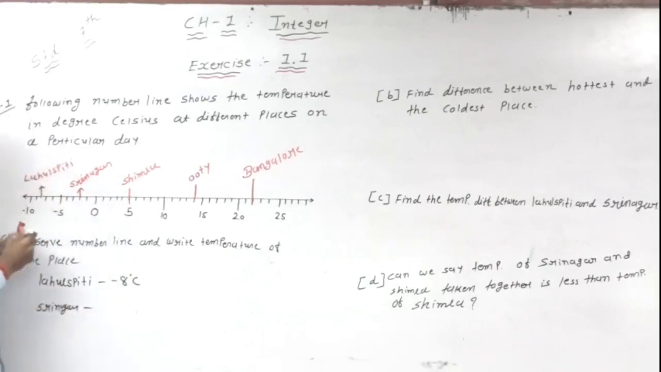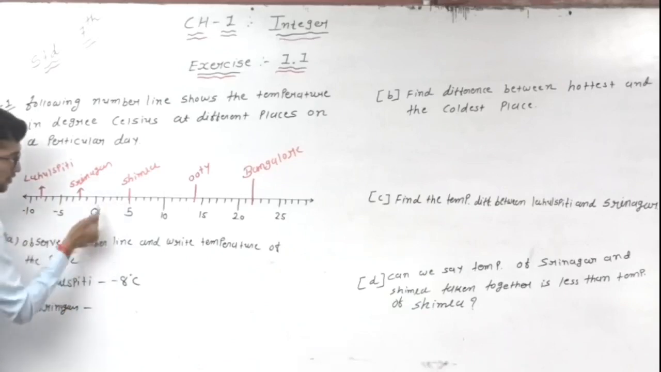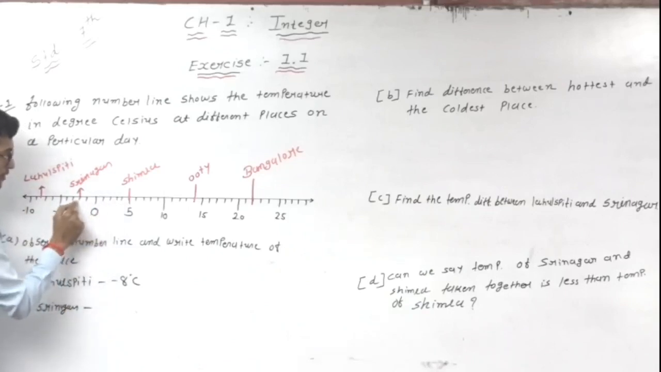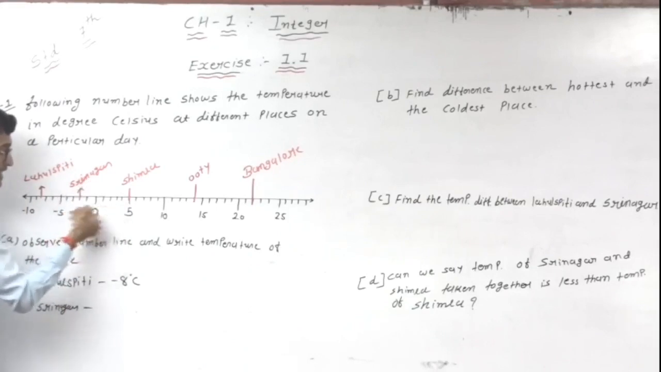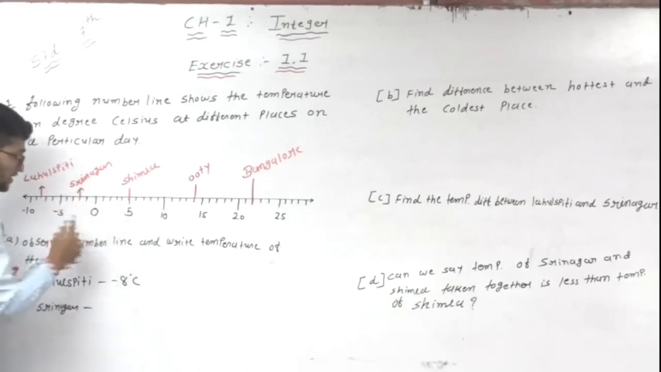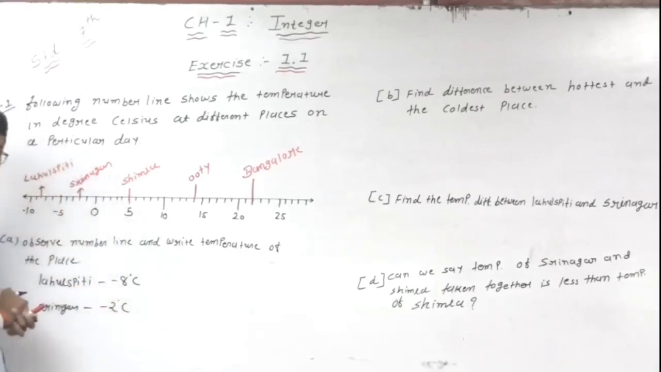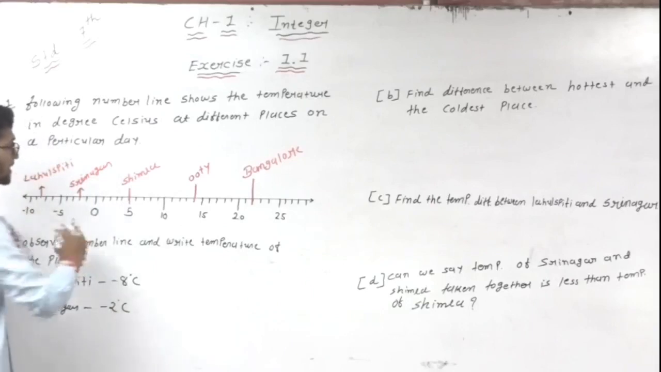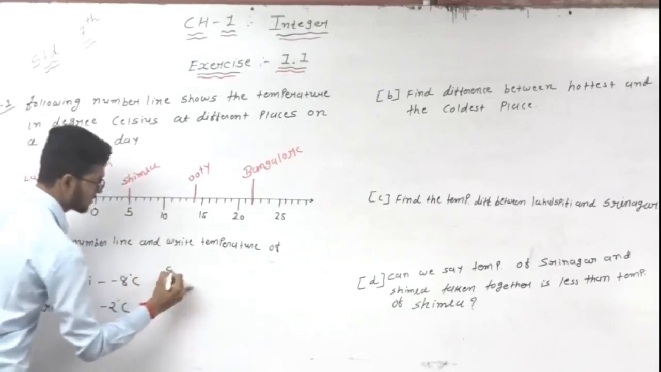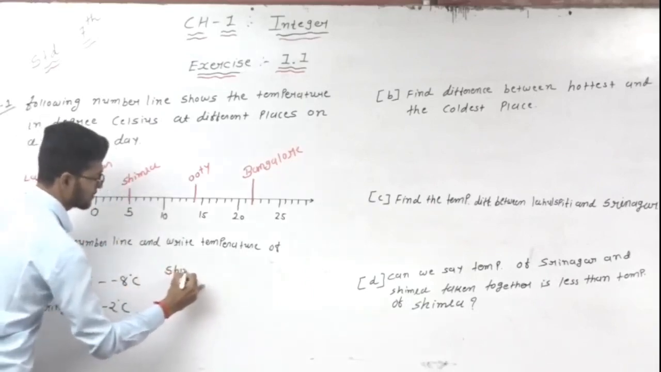So what is the temperature of Srinagar? Here is this 0. On this side 1 and 2. This one is Srinagar. But on this side, from 0, all are negative numbers, students. So Srinagar's temperature is -2 degrees Celsius. Understand?